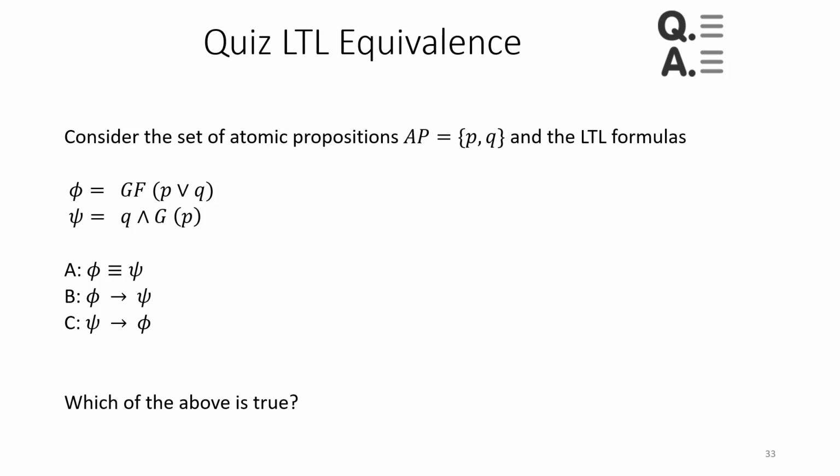Okay, then let's look again at some equivalences. This is a bit like the thing that we did with the eventually, where we wanted to see, does the eventually distribute over the conjunction? So here we have two other formulas. We have globally finally P or Q, and we have Q and globally P. Now, here this equivalence is basically just the thing that we did on paper.